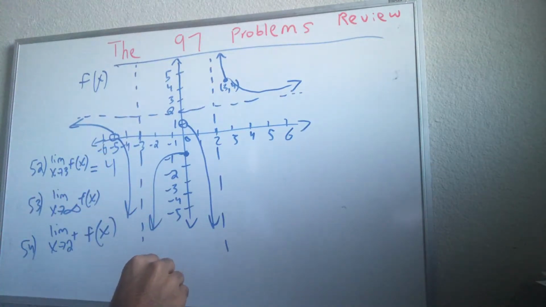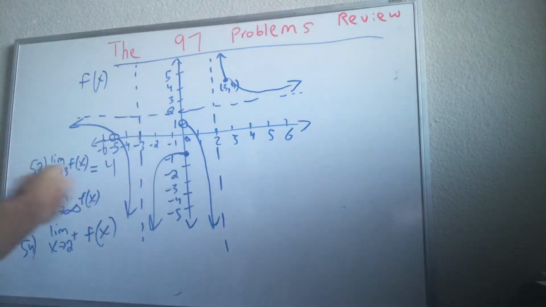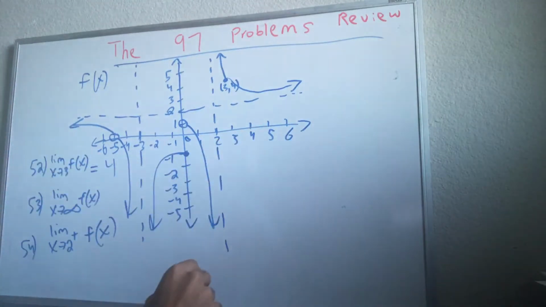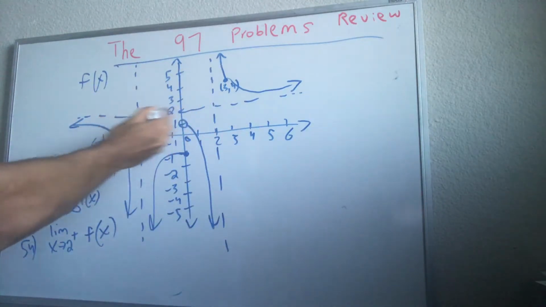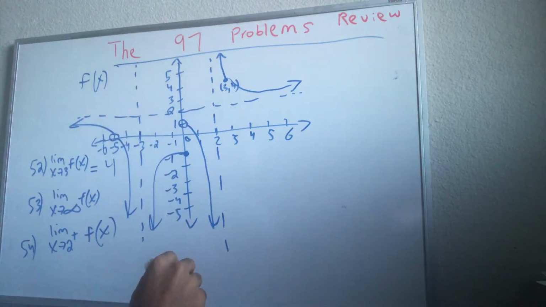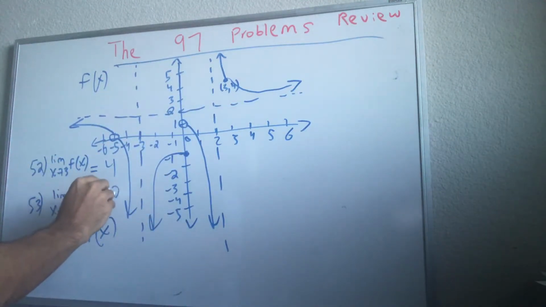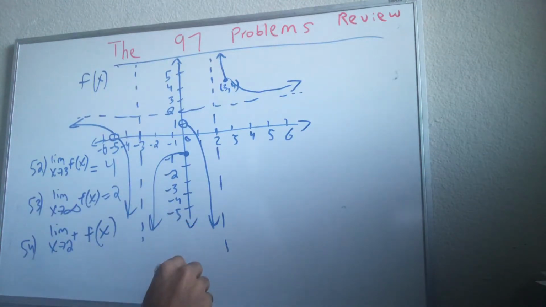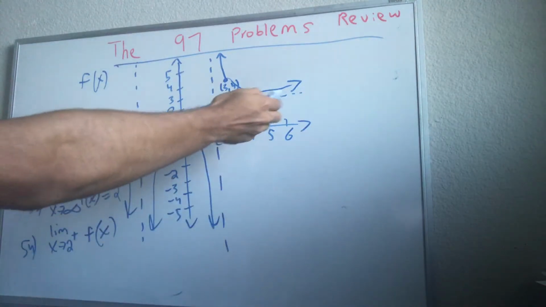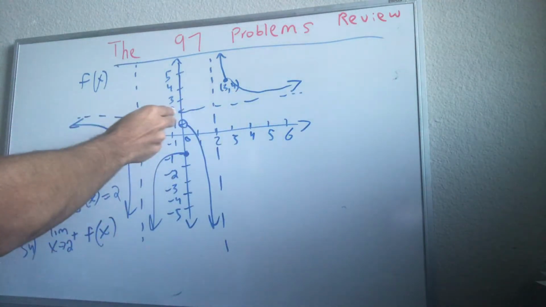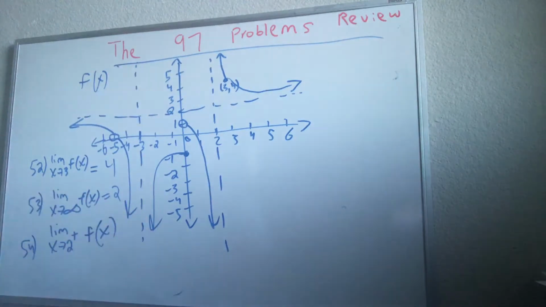Then for number 53, we have limit of f of x as x approaches infinity. So we're saying that x is infinitely increasing towards the positive side. Therefore, it's approaching infinity. So the limit of f of x as x approaches infinity is really this horizontal asymptote here. This is equal to 2, and it makes sense because you are going in this direction infinitely and your curve is approaching this 2, because there's a horizontal asymptote there.